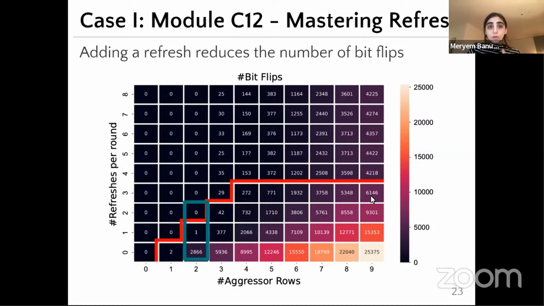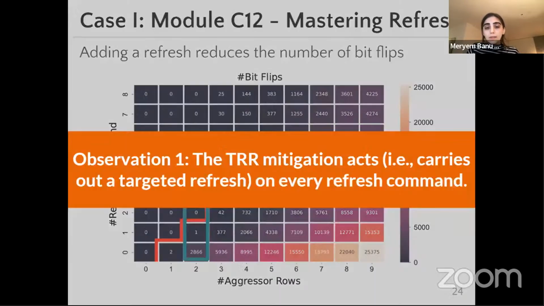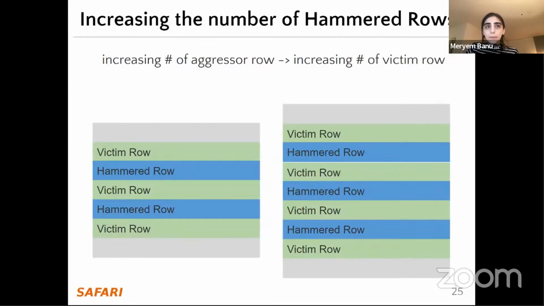Now, if you just focus on the third column, where the number of aggressive rows is 2, we will see that adding a refresh reduces the number of bit flips from around 3K to 1, then adding the second one reduces this number to 0. Here we can deduce that the TRR mitigation acts on every refresh command. Before moving to the next observation, I just want to demonstrate how increasing the number of aggressive rows also increases the number of victim rows.